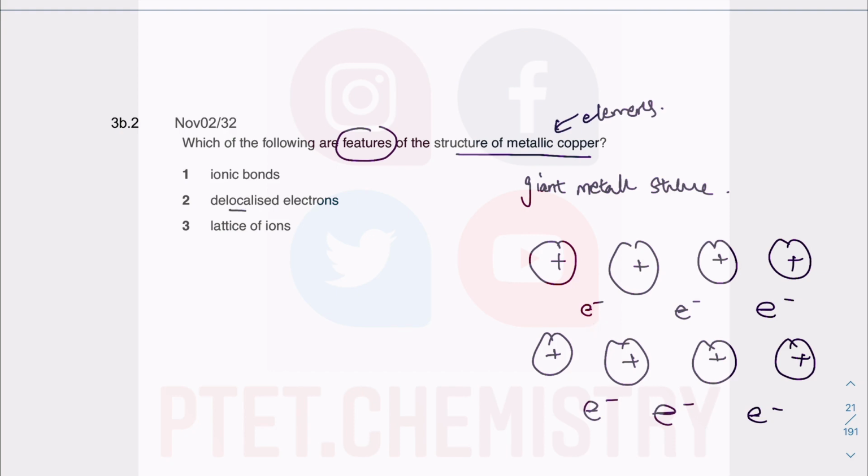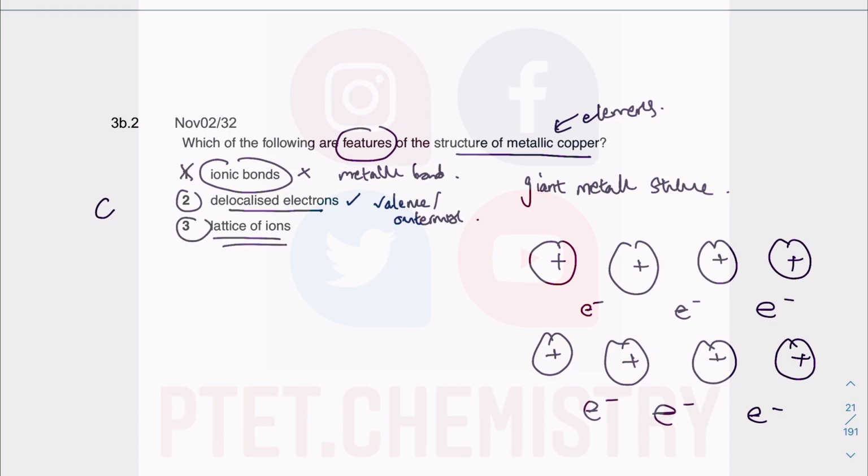So what you have is delocalized electrons. In fact, they are valence, or you talk about them being the outermost shell electrons. You do not have ionic bond, you have metallic bond. If number 2 is correct and number 1 is wrong, you are only left with C, which is only 2 and 3 are correct. You do have a lattice of positive ions in a sea of delocalized valence or outermost shell electrons. Okay?